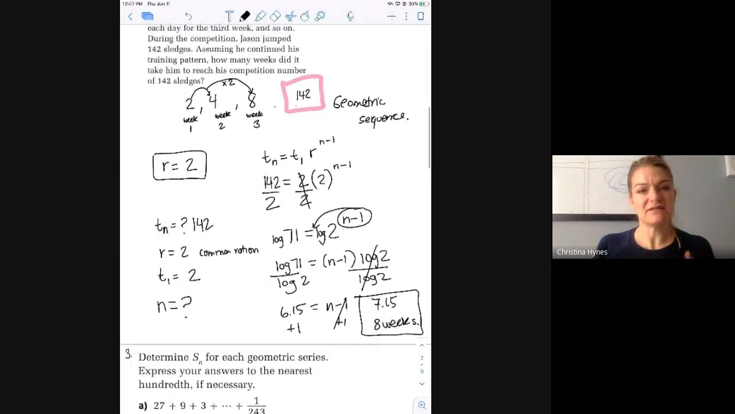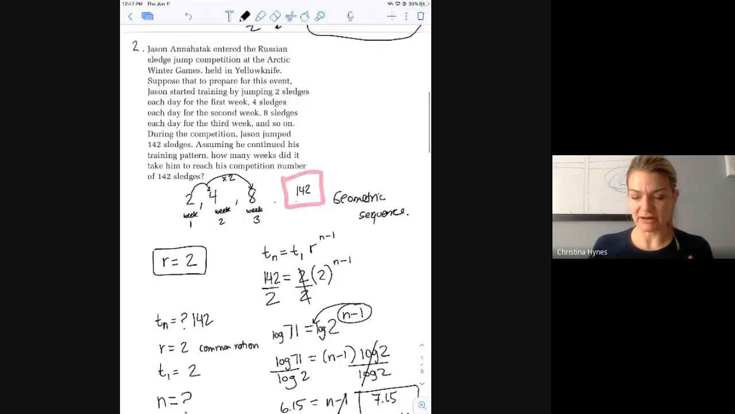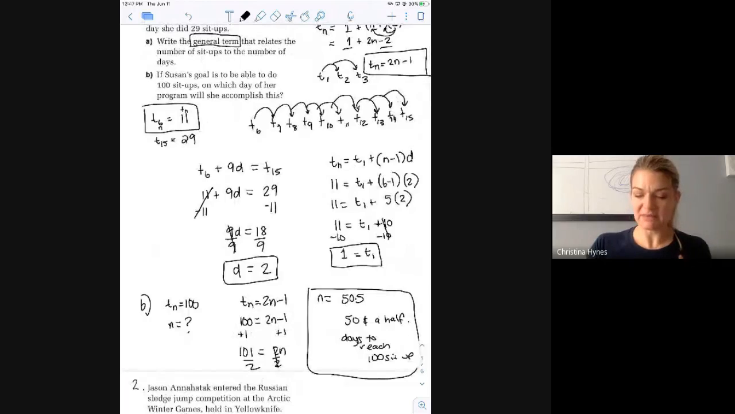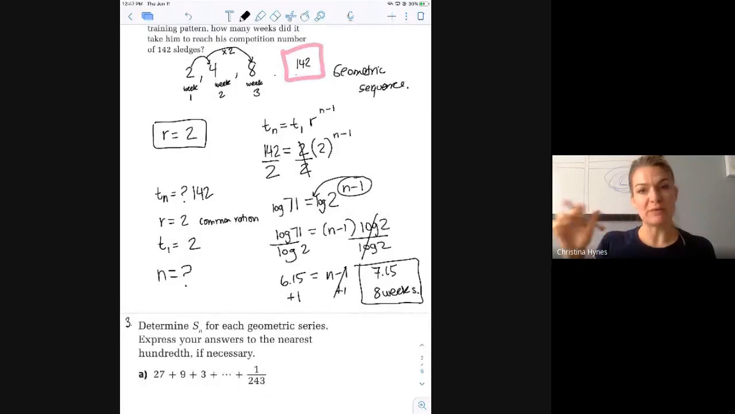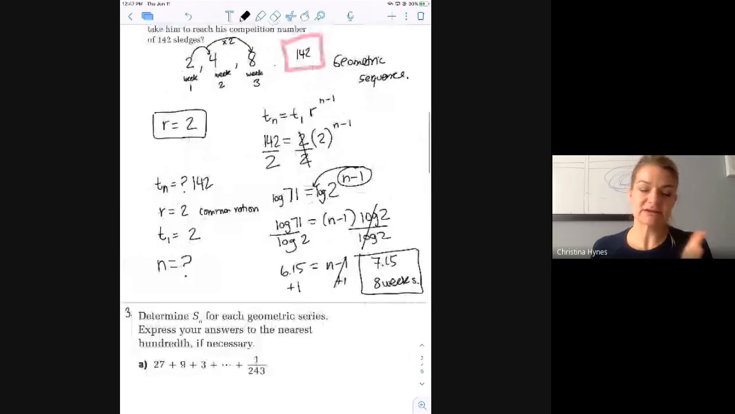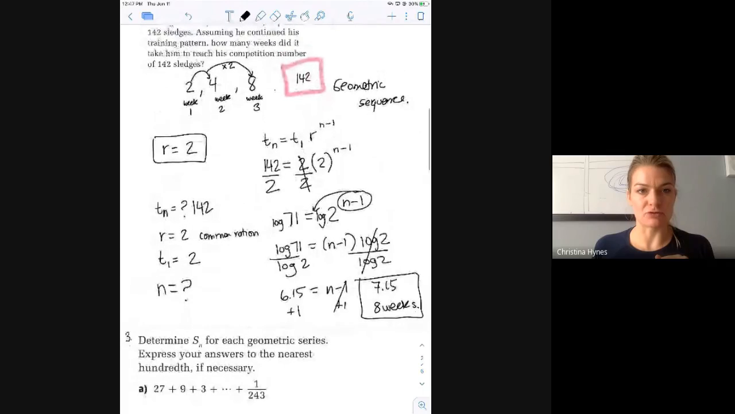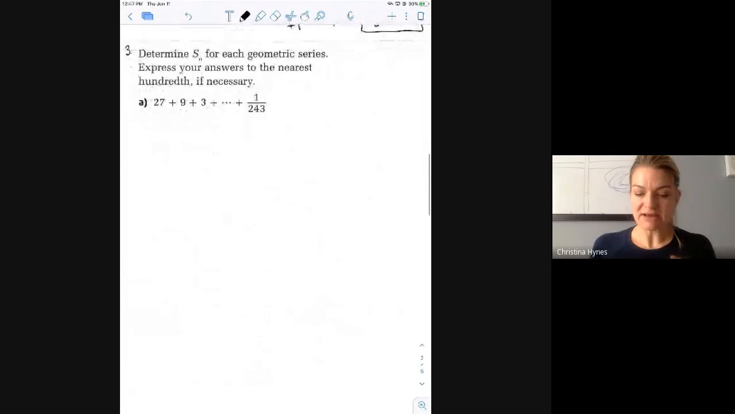So check if it's arithmetic or geometric. The previous one was arithmetic because we were adding to get from one term to the next. This one was geometric because we are multiplying to go from term to term. Okay, so that's what you need to do for question number 2 on your sequences and series assignment. So same kind of work, it's just different numbers, of course, with yours. So question number 3.